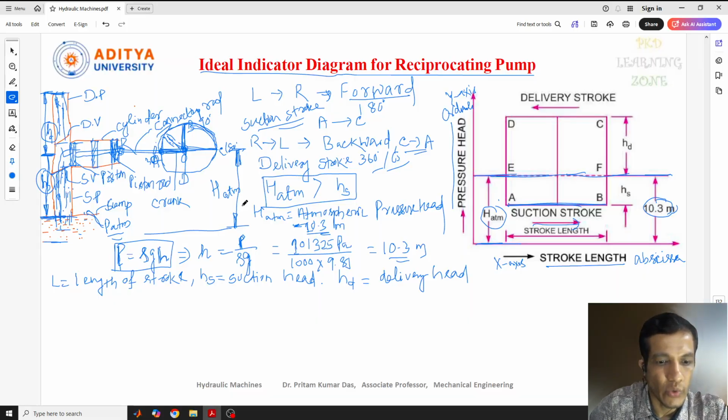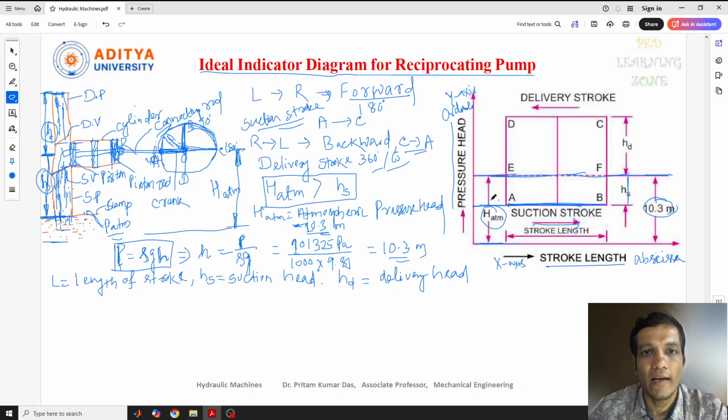During the suction stroke, the pressure head in the cylinder will be constant. This is our suction stroke. You can see here the pressure head is constant, and it should be equal to the suction head, that is HS. As I told you, it will be less than the atmospheric pressure head.